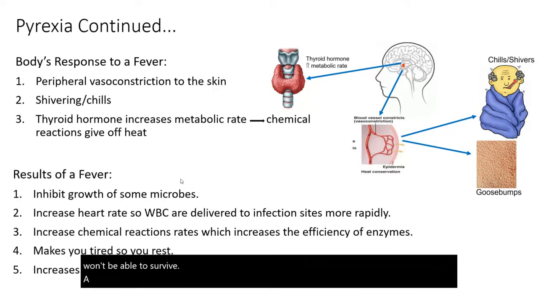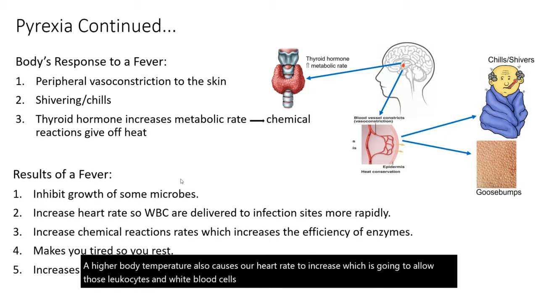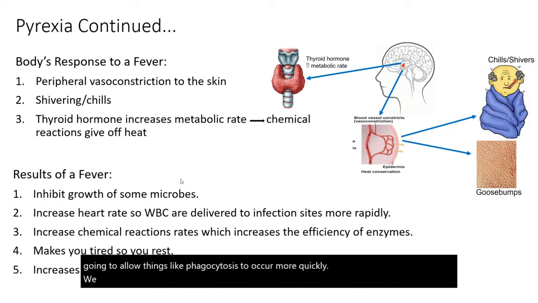A higher body temperature also causes our heart rate to increase, which is going to allow those leukocytes and white blood cells to move more quickly to the sites of infection. It's going to allow things like phagocytosis to occur more quickly. We also have talked about how the warmer it is, the faster enzymes can work.